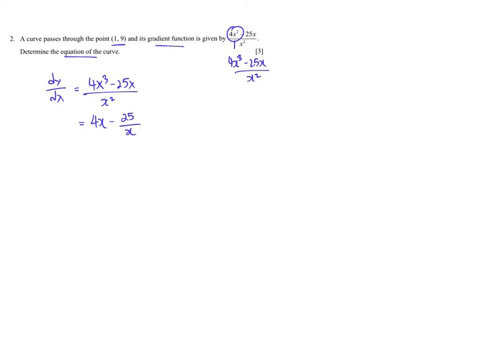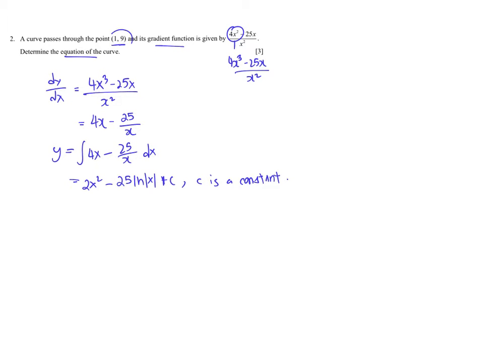So from here on we can integrate both sides to give me y to be the integration of whatever we have written above, dx. This will give me 2x squared minus 25 ln modulus of x plus c, where c is a constant. This is a general form of this curve.